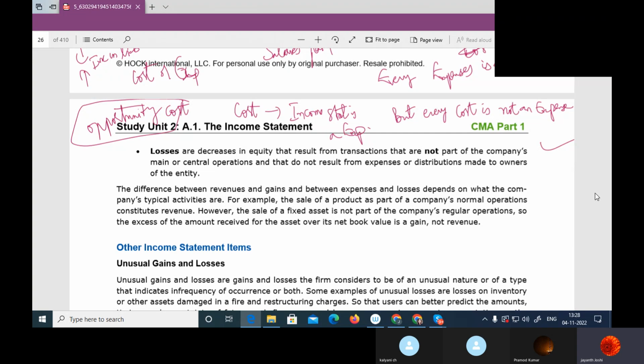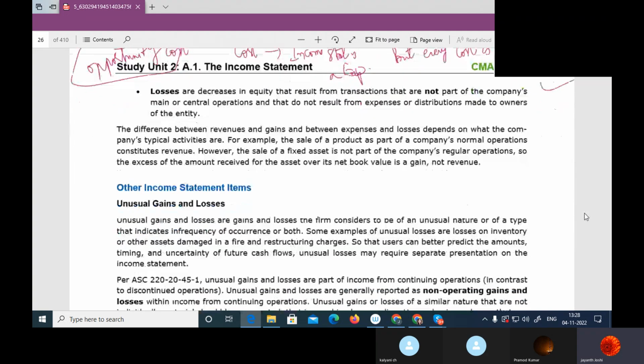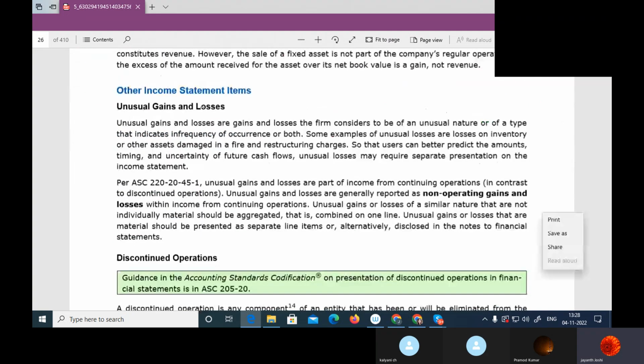It's not growing as you expected. So you want to sell it and you're selling at a loss. It's a one-time thing which is happening. Henceforth, it should be accounted in the statement of profit or loss as a loss. Okay. Now, other income statement items, unusual gains and losses. Unusual gains and losses happen once in a while. That's what I said. It doesn't happen on a daily basis.